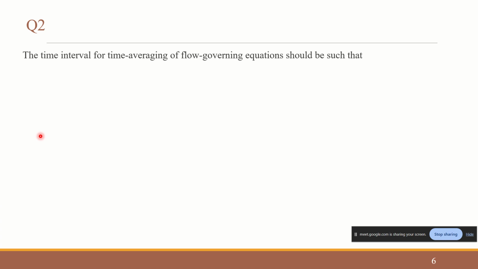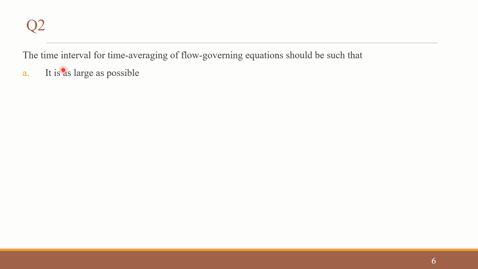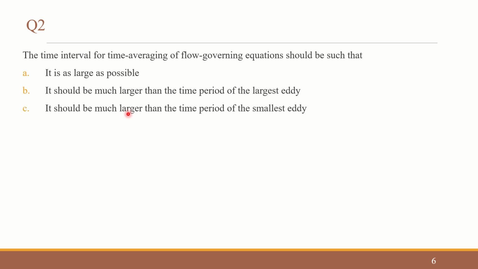In question 2 it is given that the time interval for time averaging of flow governing equations should be such that dash. First one, it is as large as possible. Second one, it should be much larger than the time period of the largest eddy. Third one, it should be larger than the time period of the smallest eddy. And fourth one, it should be much smaller than the time period of the smallest eddy.